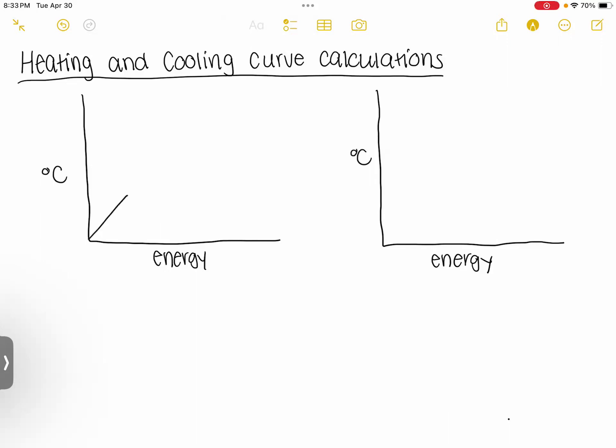Heating curve, we're going to start at a low temperature and the substance is going to heat up as we go. Cooling curve, just the opposite. We're going to start at a high temperature and it's going to cool off.